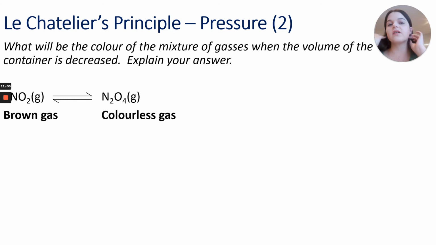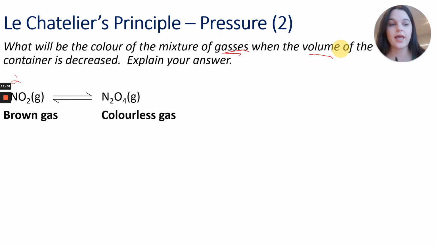Okay, so let's have a look at this example here. So you can't quite see it, but we've got 2 NO2 gas goes to 1 N2O4, dinitrogen tetroxide. So I've got a brown gas here as a reactant, and I've got a colourless gas here as a product. Because it's talking about gases here, I'm looking at volume, I'm starting to think pressure changes.